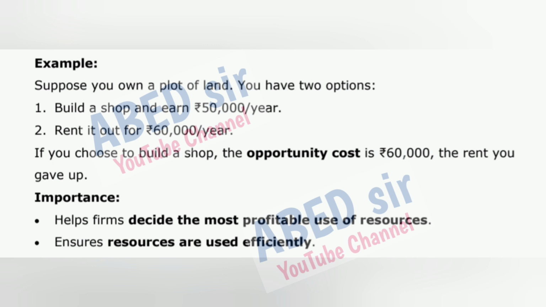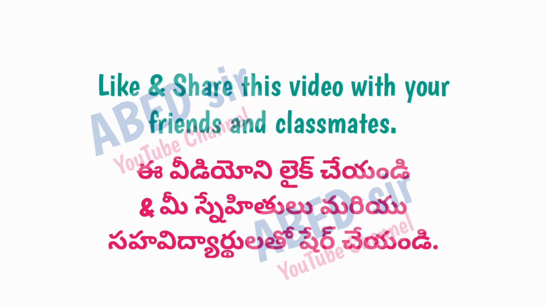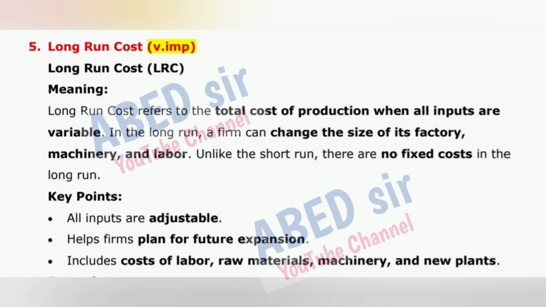Importance: helps firms decide the most profitable use of resources. Ensures resources are used efficiently. Easy trick to remember: opportunity cost is what you miss out on when you choose something. In short, opportunity cost is the value of the next best alternative you forgo when making a decision. Next important short is 5.